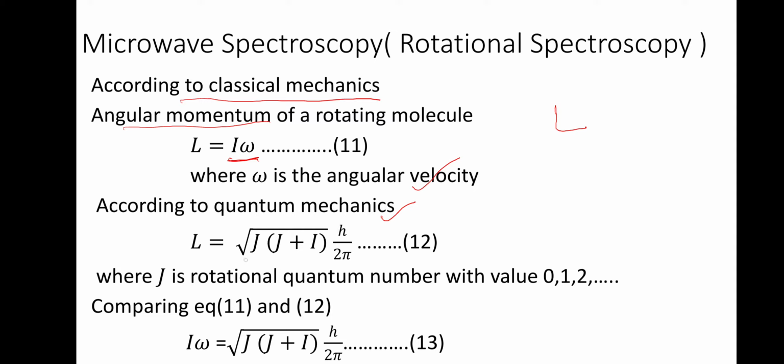When we prove it using the Schrödinger wave equation, the L value is equal to square root of j into j plus 1 into h divided by 2π, where j is the rotational quantum number having the value 0, 1, 2, 3 etc. h is Planck's constant, pi is also a constant. So when we compare 11 and 12, this L side will vanish. So you can write I omega is equal to square root of j into j plus 1 into h divided by 2π. This we substitute as equation number 3.